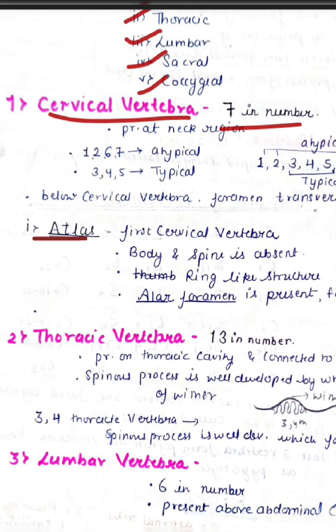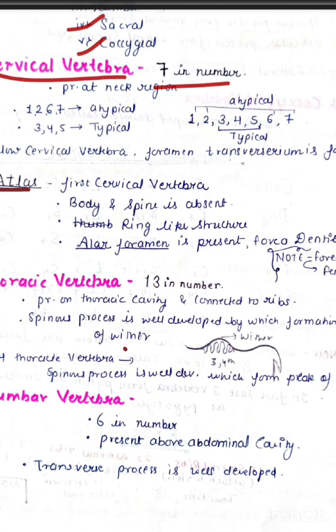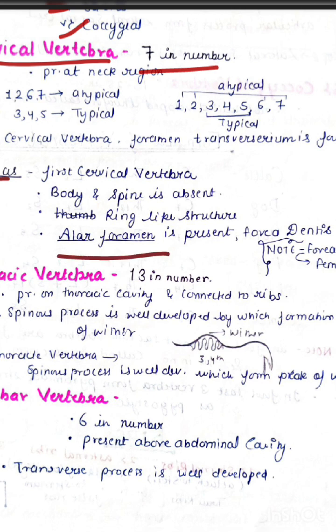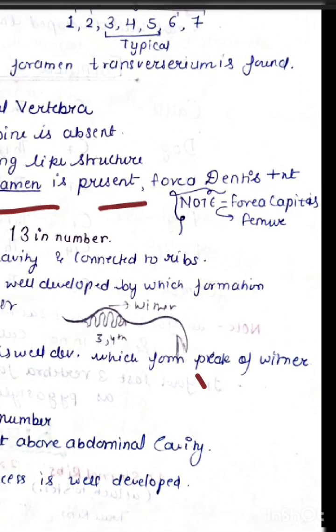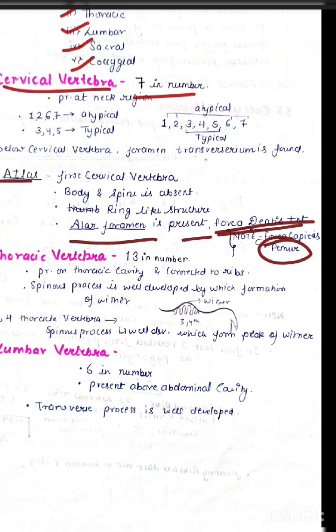Now we come to the first part, which is the atlas. The first cervical vertebra is known as the atlas. Body and spinous process are absent because it is almost round in shape. A ring-like structure is present. Alar formation is present, and the fovea dentis is present. Let me make it clear that there are 2 terms, fovea dentis and fovea capitis. The fovea dentis is present in the atlas, in the cervical vertebra, but the fovea capitis is present in the femur.